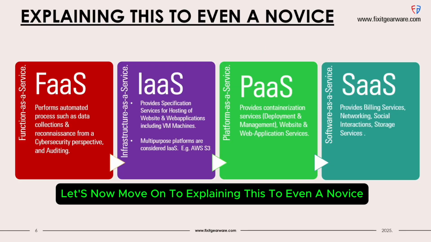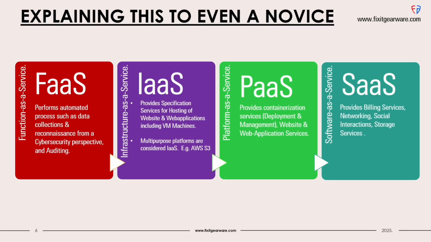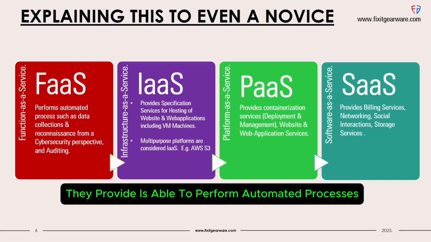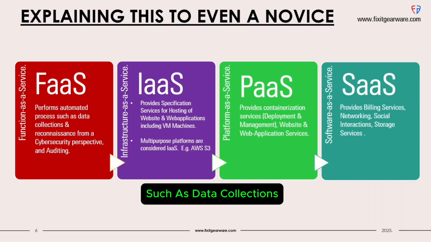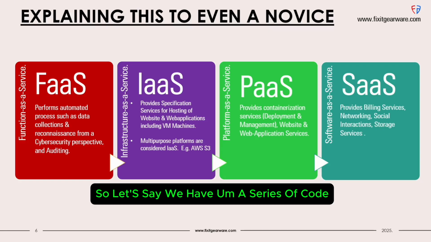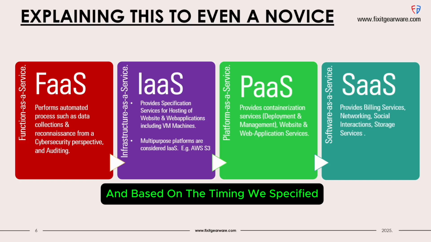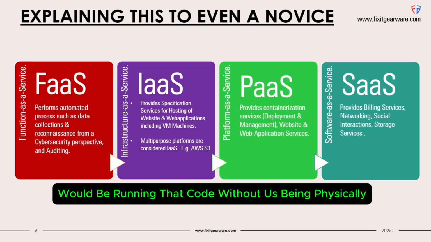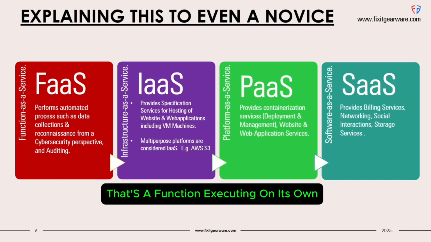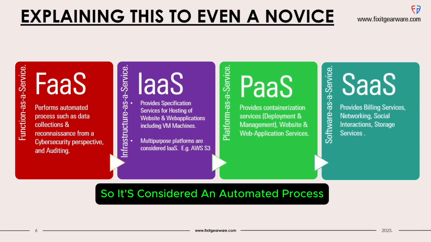Now, let's move on to explaining this even to a novice so that you can differentiate based on the services they provide. For Function as a Service, the services they provide are able to perform automated processes such as data collection and reconnaissance from a cybersecurity perspective, and auditing. Let's say we have a series of code we want Lambda to run each time to retrieve information about a target. We can run that on Lambda, and based on the timing we've specified, Lambda will be running that code without us being physically present. That's a function executing on its own without the need for you to be there to manually conduct those actions. So it's considered an automated process.